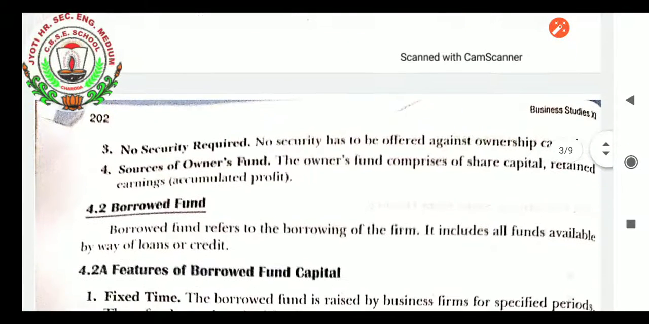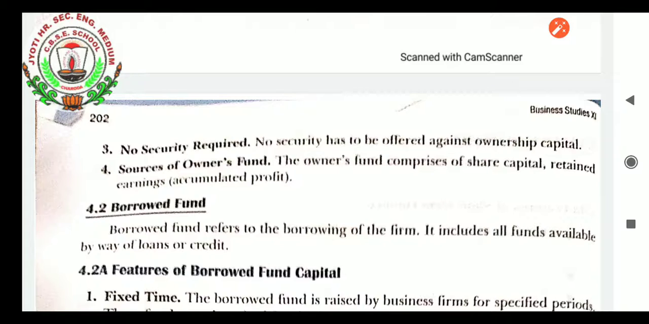Next is no security required. No security is required to be offered against ownership capital. Sources of owners fund: the owners fund comprises share capital, retained earnings, and accumulated profit. We will learn this in the further classes.